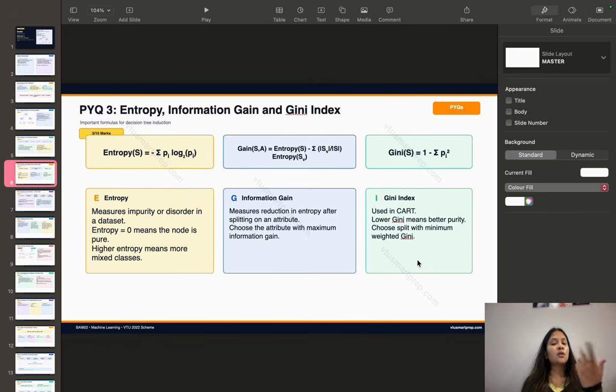For these same topics you are going to get numericals. They are going to give you a data set, and according to the data set you have to calculate the entropy, information gain and gain index.